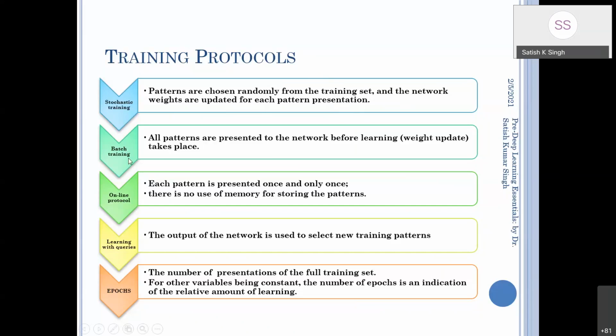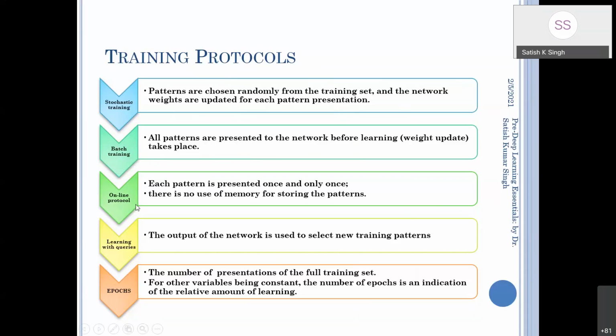The second one is batch training. All patterns are presented to the network before the learning weight update takes place. What does it mean? You present all the data, accumulate the error, find out the total error, and then update the weight. So this is the batch mode of training. The batch mode of training is sometimes useful just to avoid the oscillatory nature of weight update.